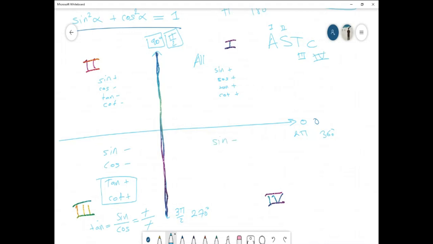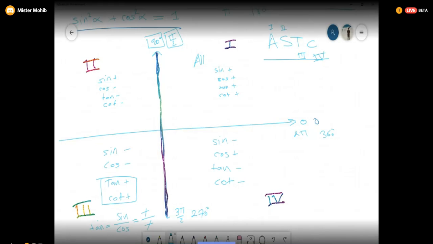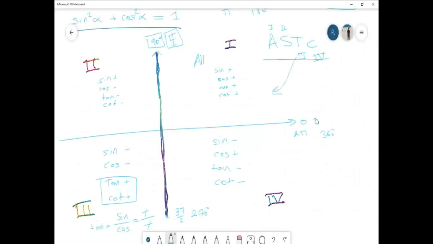And in the fourth section, it says C. C stands for cosine. Only cosine is positive. The other terms are negative. Sine is negative. Cosine is positive according to this. Tangent is negative. Cotangent. Okay, and the only way to memorize this is to work on it.